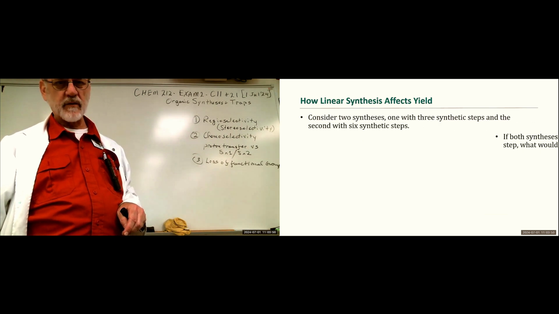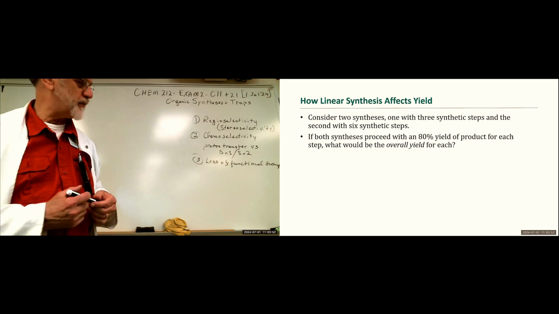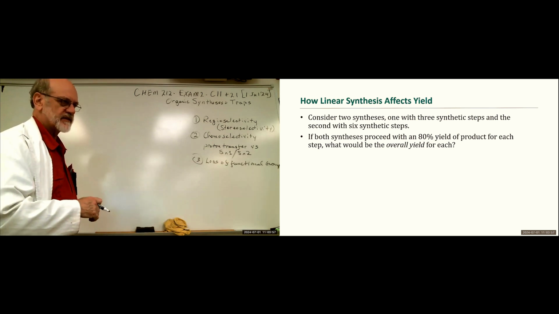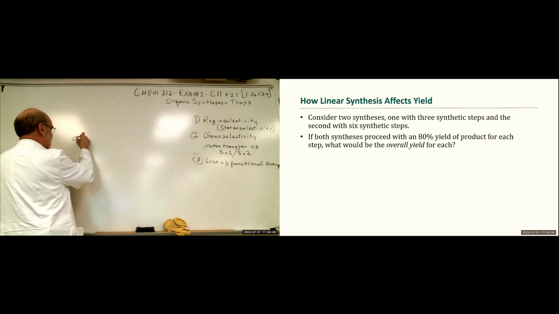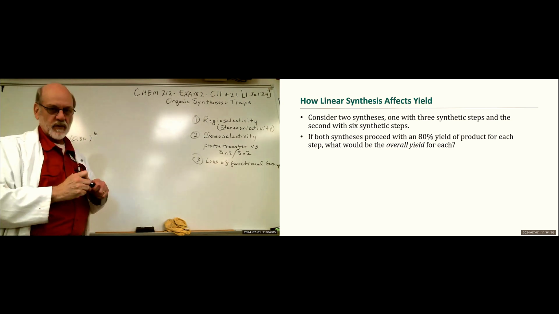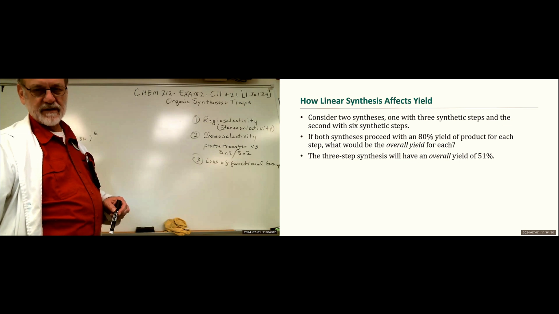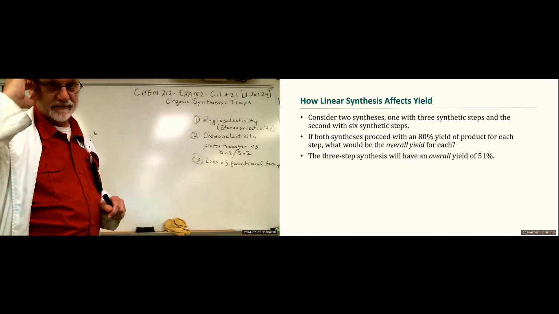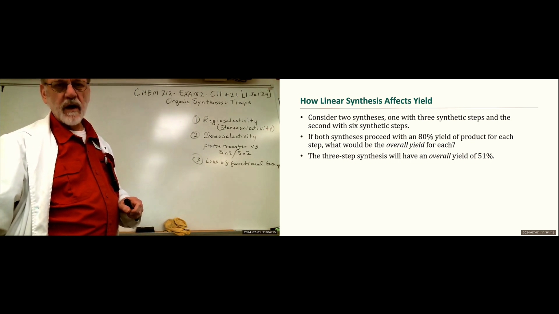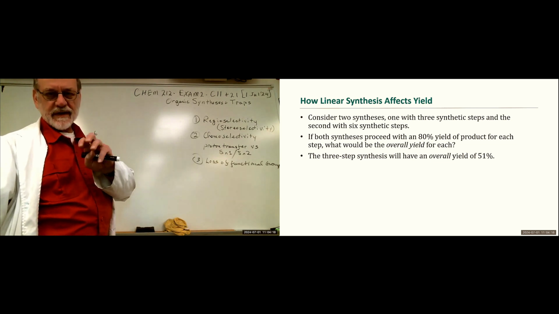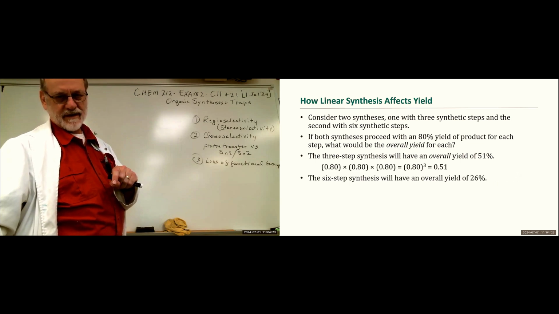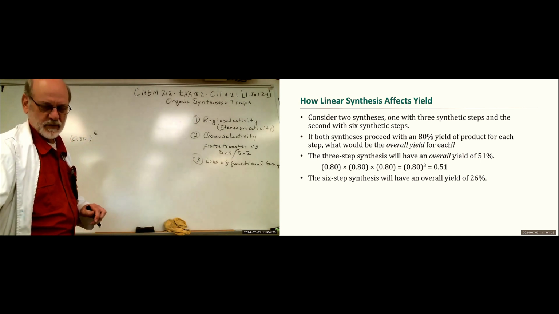So here, I think we got a 6-step synthesis with 80%. So 80 times 80 would be 6,400. That doesn't make any sense. So it has to be 0.8 times 0.8 times, and what would that give you? Well, 51% overall. That one says 0.26. Oh, for the third, it's 3 steps. The power of 3, it's 0.5. Yeah, that's right, 51%, and the 6th power is 26. There we go. Yeah, 26%.